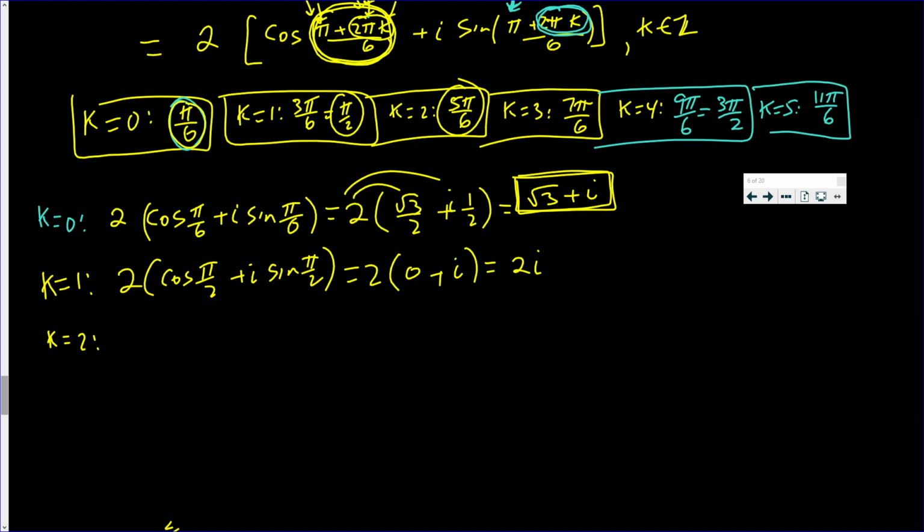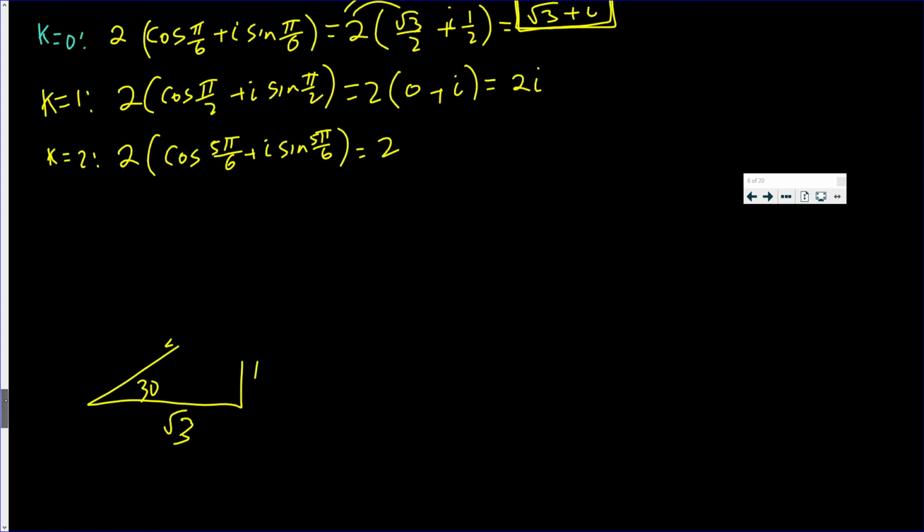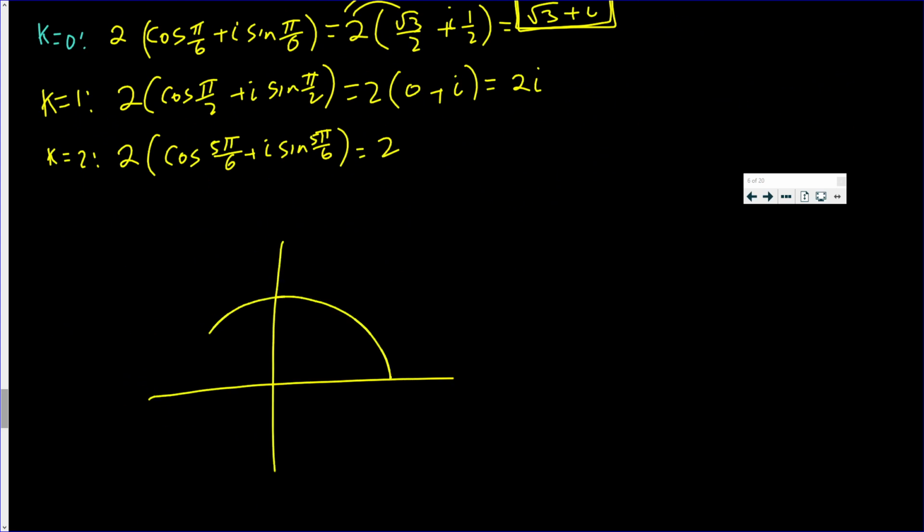That means we use 5 pi over 6. It's 2 times the cosine of 5 pi over 6 plus I times the sine of 5 pi over 6. So what is the sine and cosine of 5 pi over 6? Well, remember, if I go all the way to pi, 6 pi over 6, I'm going to go a little bit less. I'm going to go pi over 6 less.